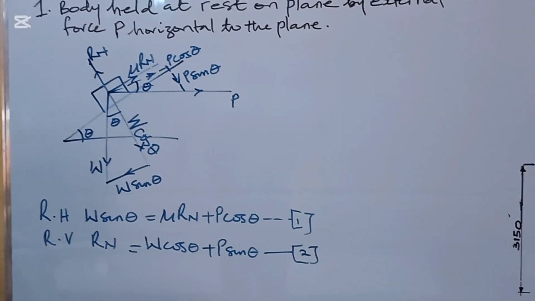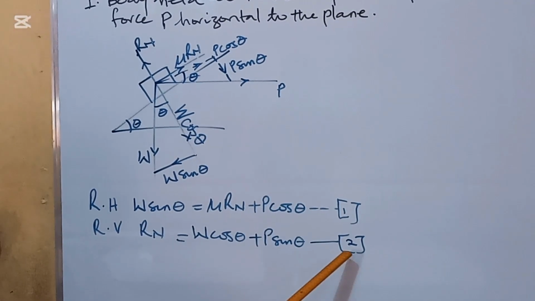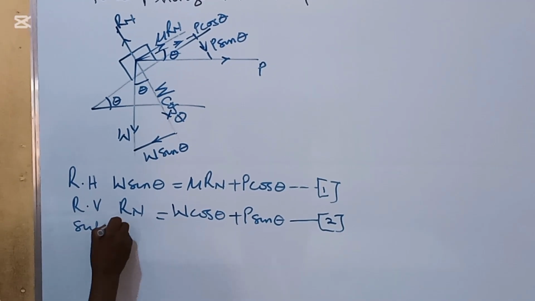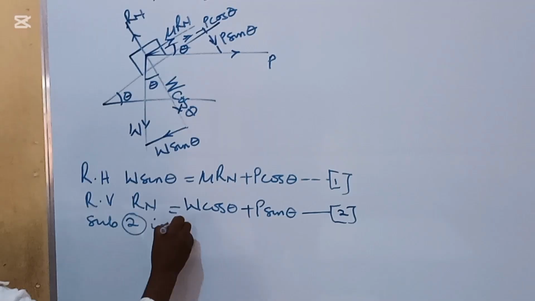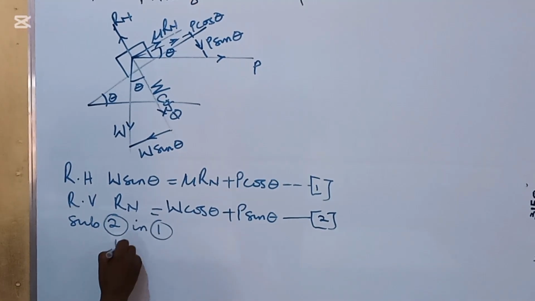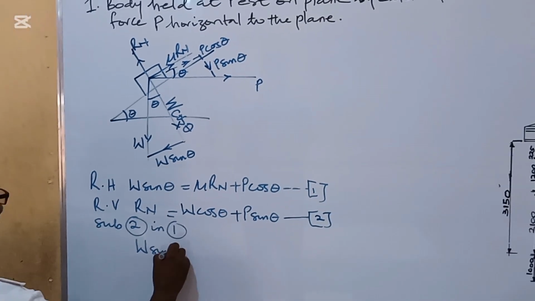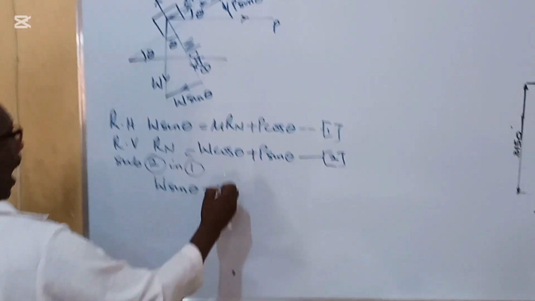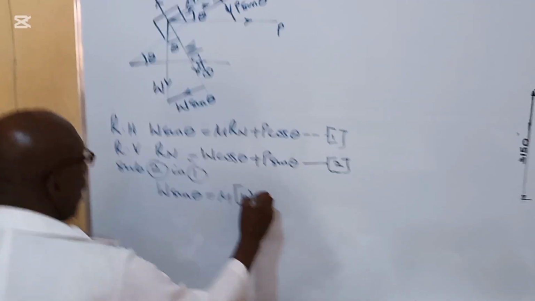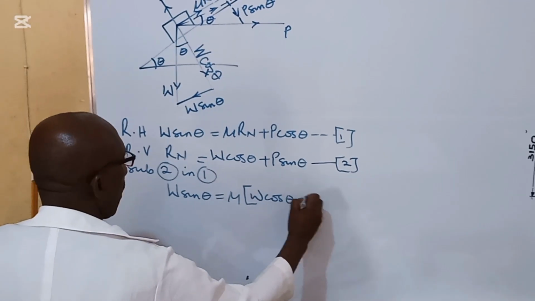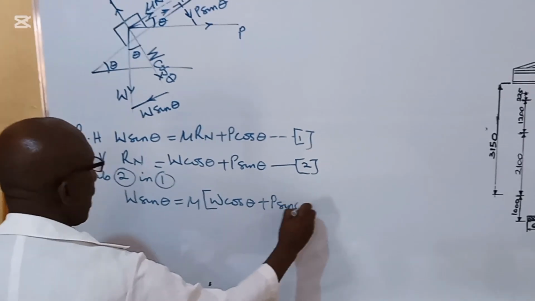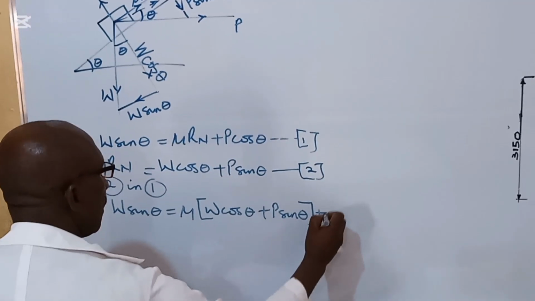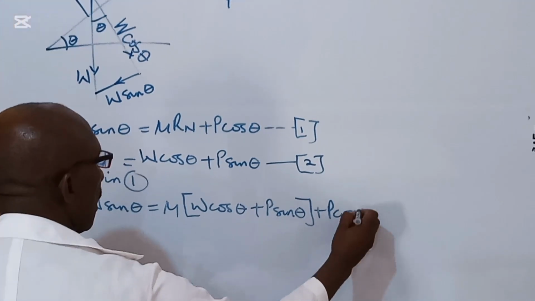Are we together? Now, supposing we substitute equation 2 in equation 1, I'll be having W sine theta is equals to mu Rn. What is our Rn? Rn is W cos theta plus P sine theta. Are we there? Alright? Then plus P cos theta.